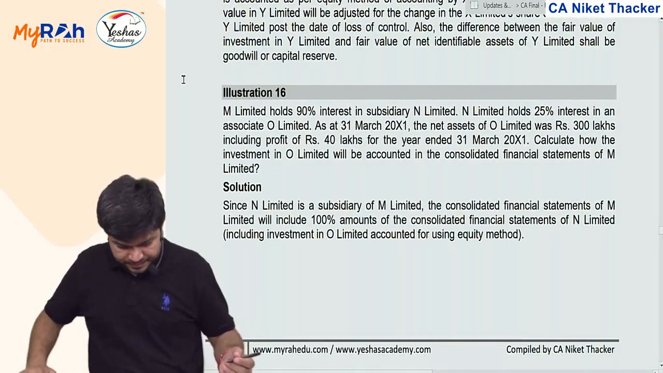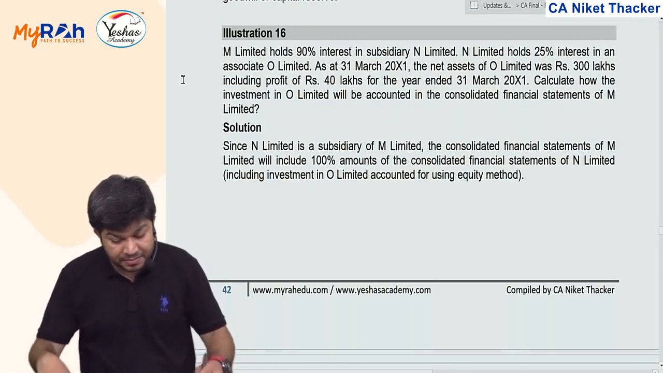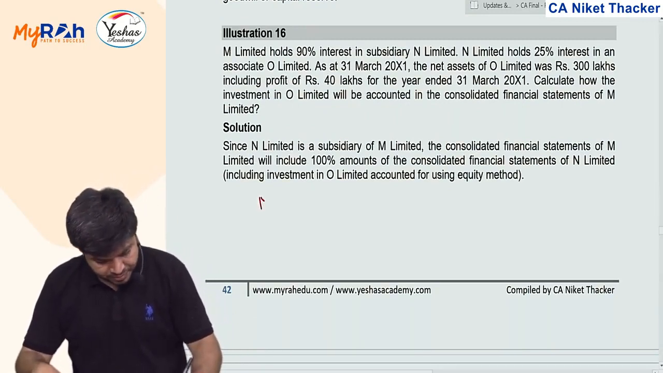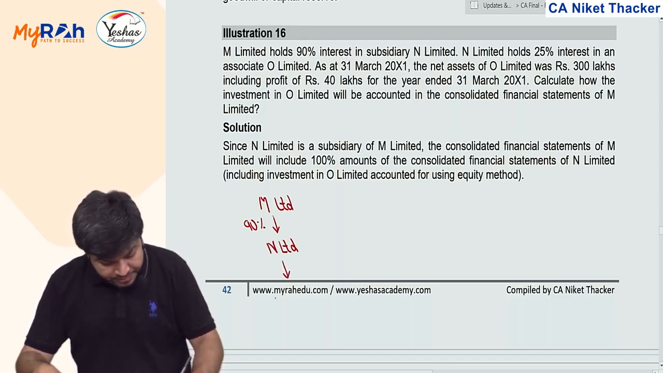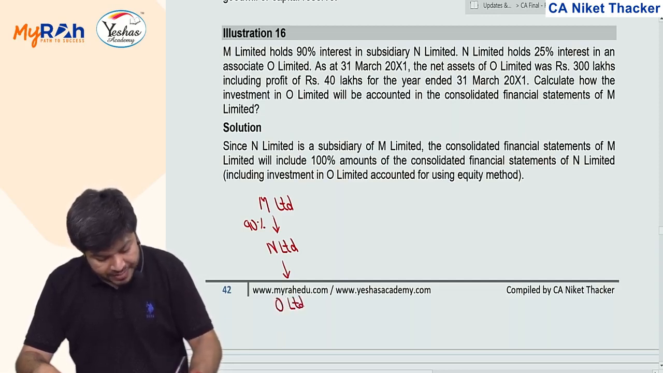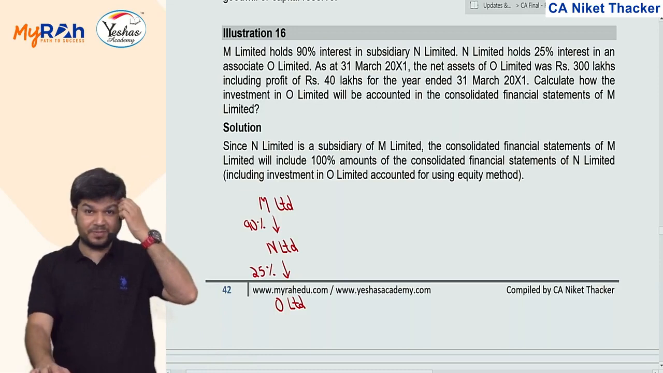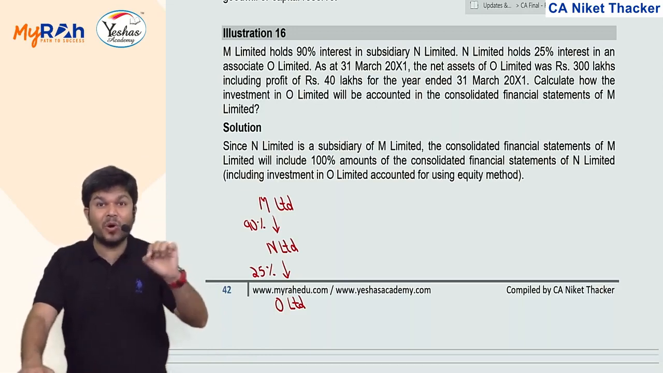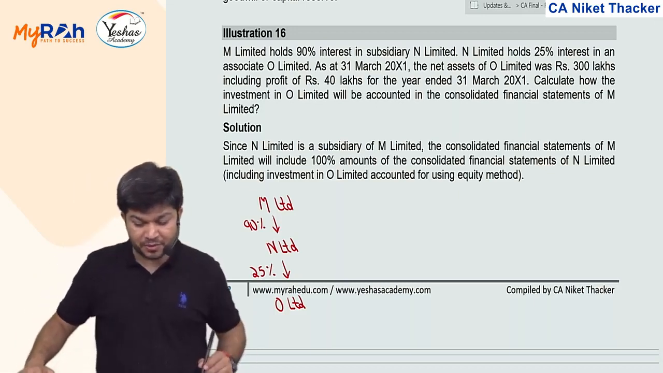Next, 16th question. M Limited holds 90% in N Limited. And N holds 25% in O. So O is an associate of N. A subsidiary's associate is also our associate.